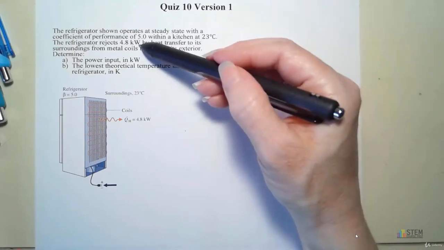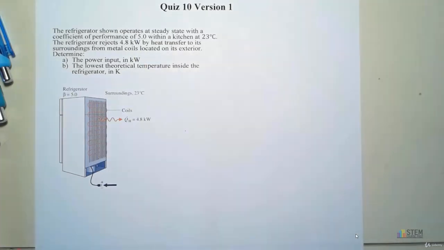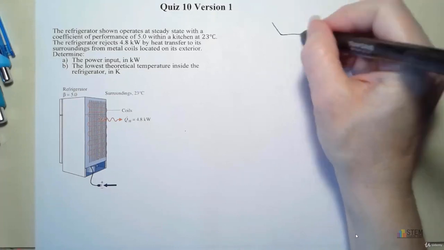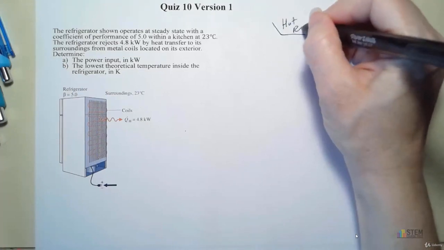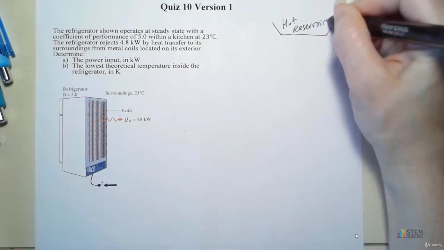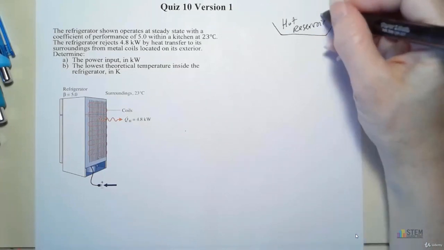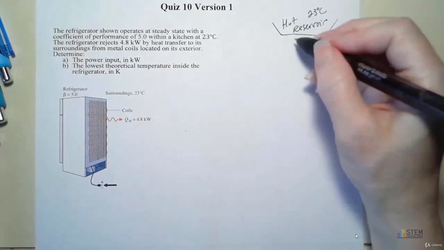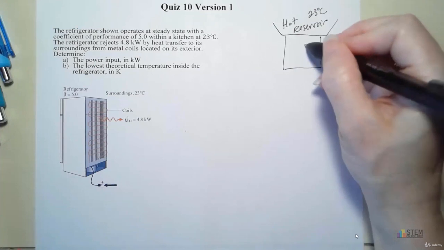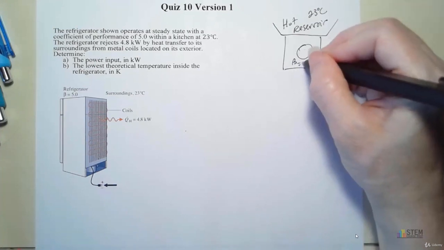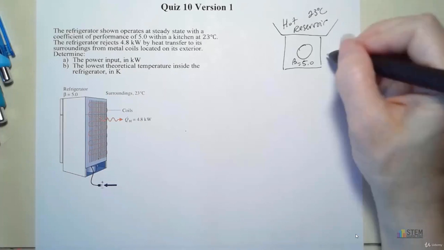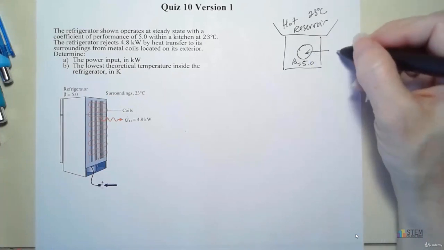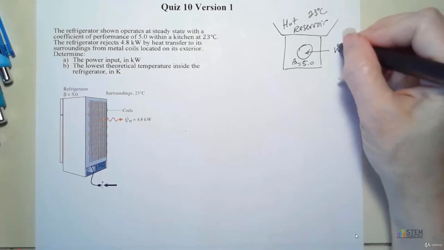Now again, pay attention to these units. That's kilowatt. Now let's go ahead and draw a picture. So I'm going to say this is the hot reservoir right here. So this would be the surroundings in the kitchen. So that's 23 degrees Celsius. We've got the refrigeration cycle going on. Beta here is 5. Now for a refrigeration cycle, we're going to have work going in. We got a power supply, and that's W dot.